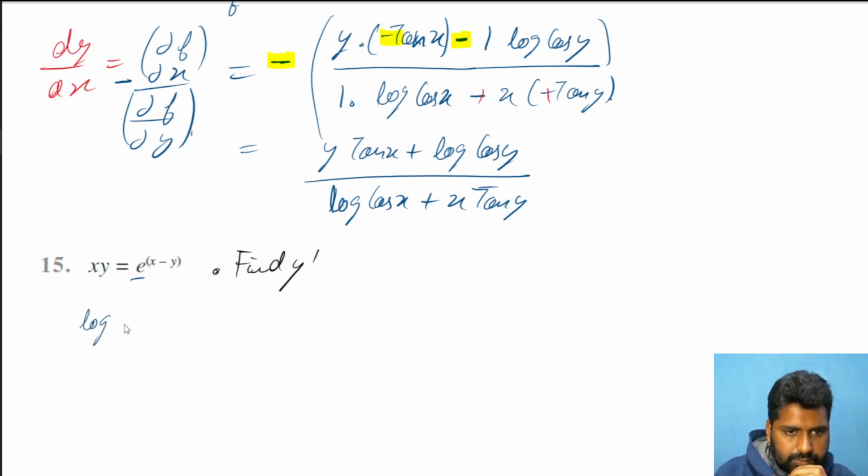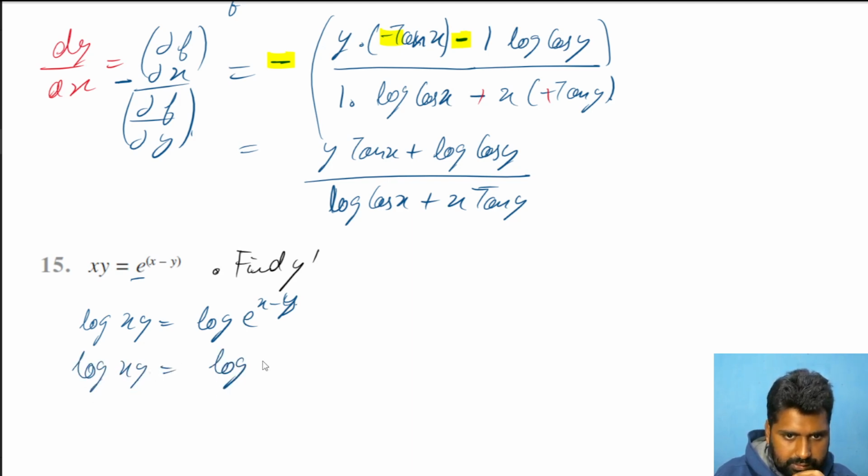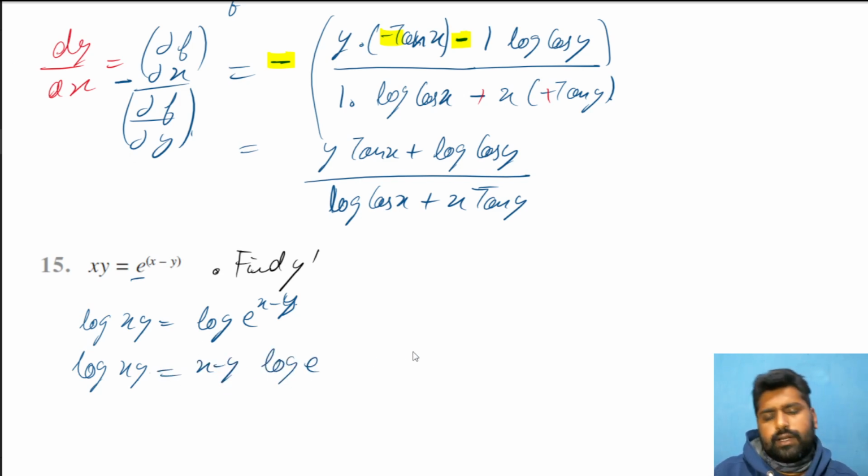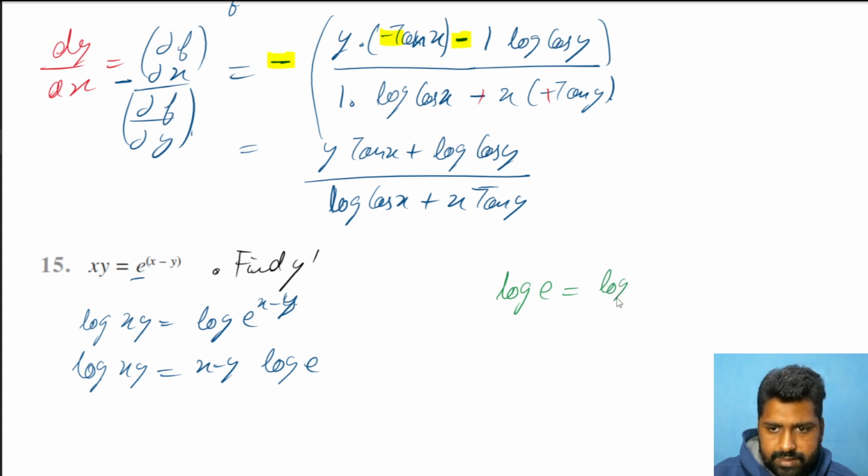So log xy is equal to log e raised to power x minus y. Power will come down, so log xy equals x minus y log e. The reason I wanted to discuss this method, I could have done it directly with uv, and this one is chain rule only, but log e. If we don't write the base, what is our base? E.